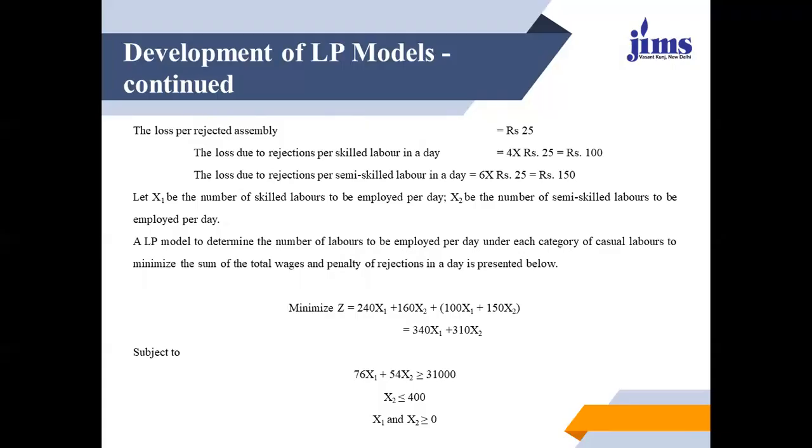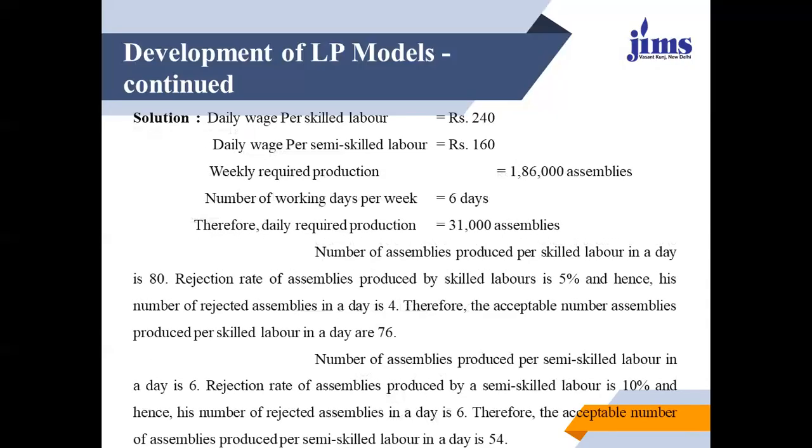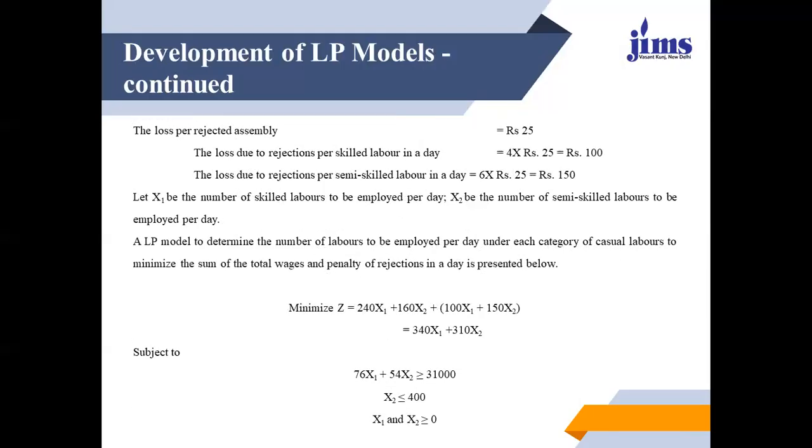And daily production has to be not less than 1,86,000 assemblies per week. This is the per week requirement, and a week consists of 6 days. So the daily requirement is 31,000 assemblies. The output by skilled labor is 76, and the output by unskilled labor is 54. So 76 x1 plus 54 x2 should be greater than or equal to 31,000.